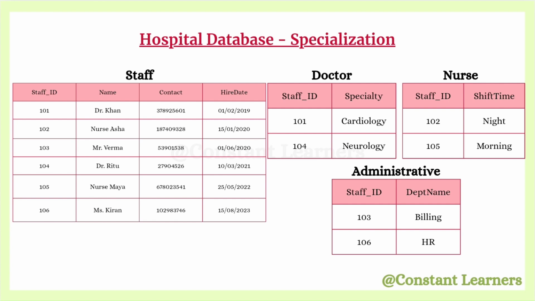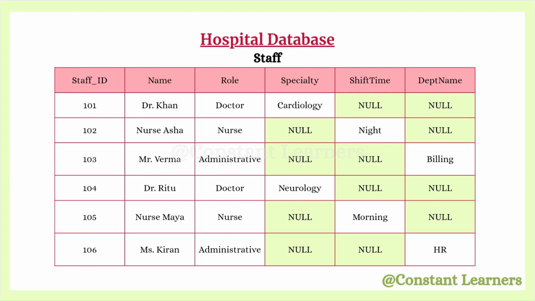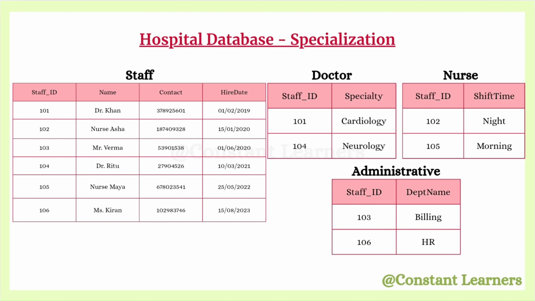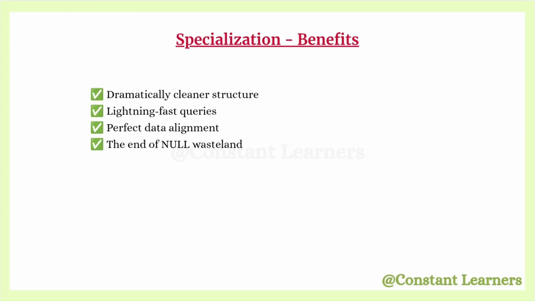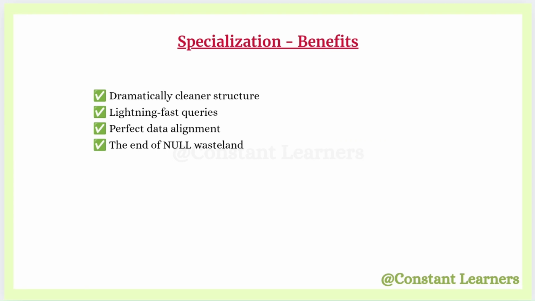Now let's see the transformation. See, before it was a confusing table with 70% null values. But now suddenly we have a dramatically cleaner structure with organized tables where every field has a purpose. No more database spaghetti. Each table has a clear purpose and relationship. Now, not only is this more efficient for storage, but queries become lightning fast. And since the queries are lightning fast, when a critical patient needs information about their specialist, the system doesn't waste precious milliseconds sorting through nurse schedules or admin department codes, or wait for a bloated query to complete.